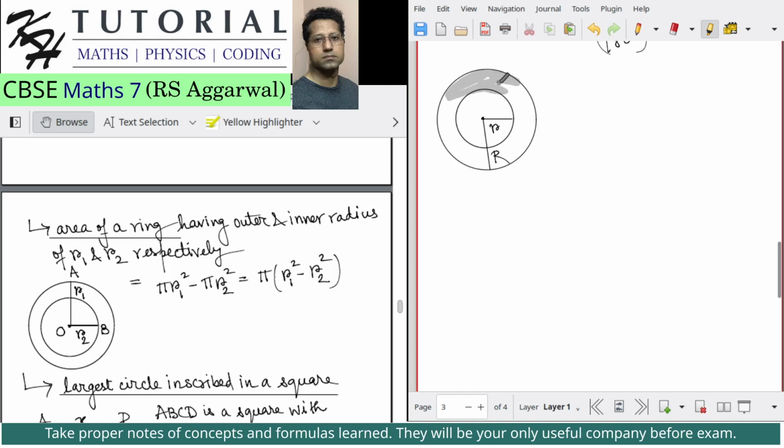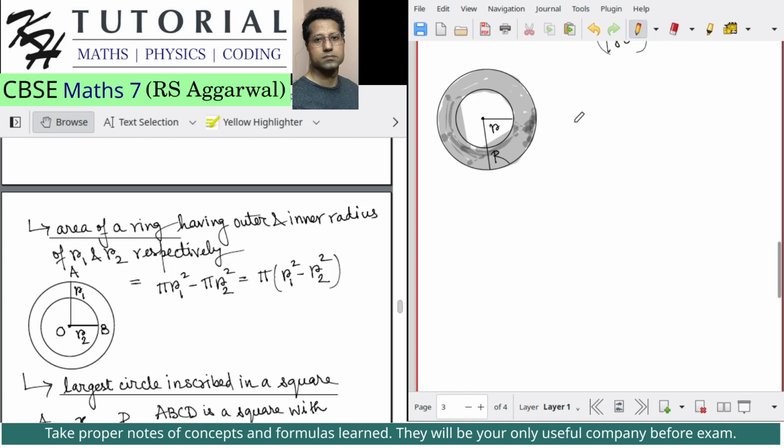The shaded region, I don't know whether I will be able to properly shade the region. I'm trying. Okay, I hope you got the idea. So this is the ring.